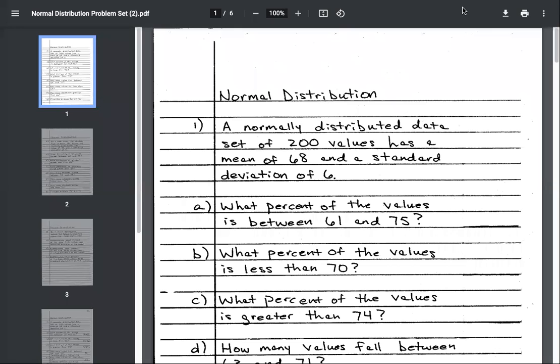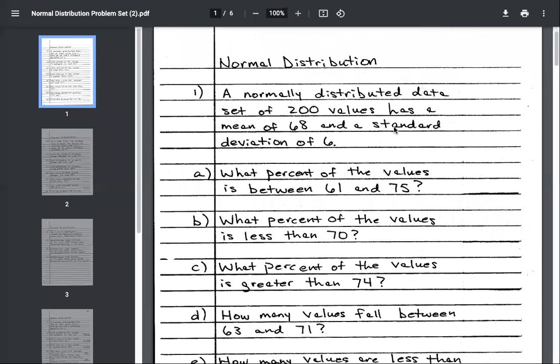Hey everybody, today we're going to be doing the normal distribution problem set, and I'm going to be looking at number 1. It tells me that a normally distributed data set of 200 values has a mean of 68 and a standard deviation of 6. So to get the normal distribution, I'm going to go to Desmos.